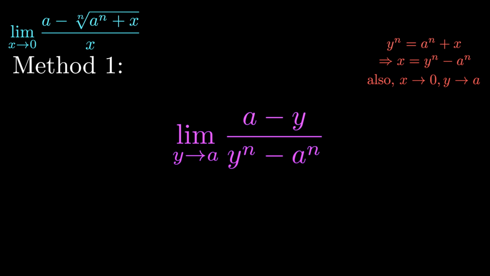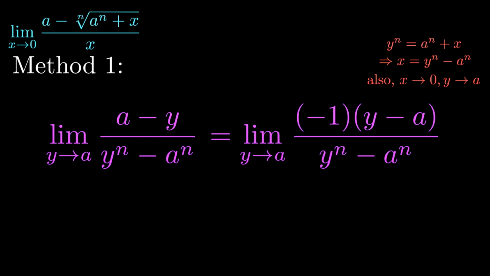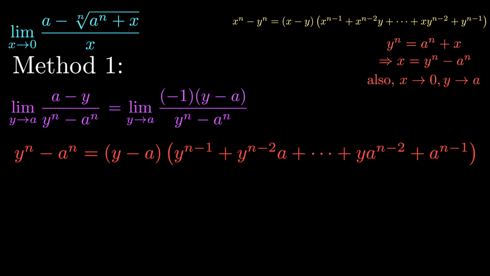This allows us to rewrite our limit as the limit as y approaches a of a minus y divided by y raised to n minus a raised to n. Now we can factor minus 1 out of the numerator and we have the limit as y goes to a of minus 1 multiplied by y minus a divided by y raised to n minus a raised to n. And we can use the following formula to rewrite the denominator as the following.